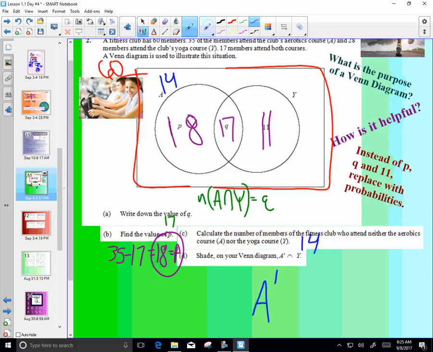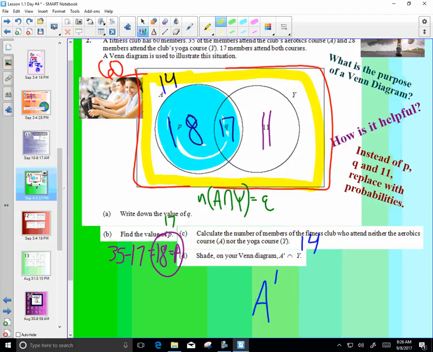I'm going to circle those that are in aerobics in blue. Okay? Those are the people that are in aerobics. What do you think this means, not? When you see it, it's not in A. So what do you think not A is going to be? Everything else. So it's going to be 14. What other number is going to be in it? 11. And so if you're not in A, it's going to be 14 and 11.